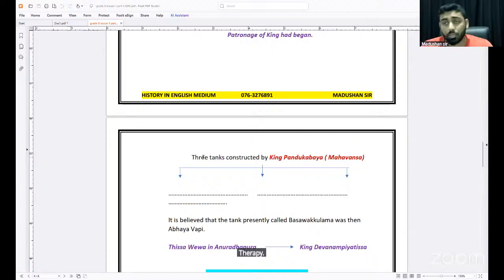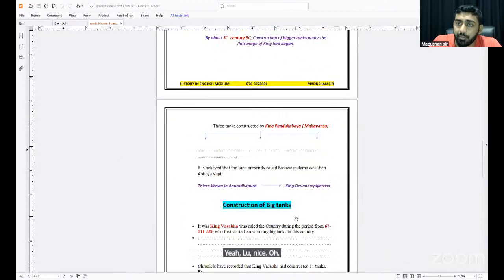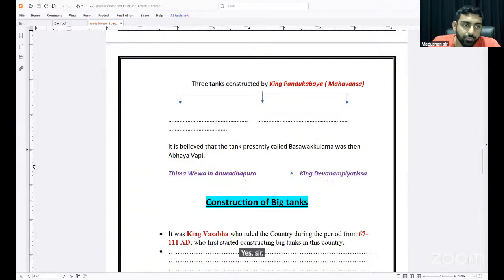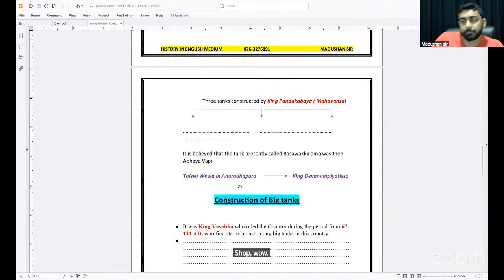Have you been to Basavakkulama tank? Yes, sir. Good. On Christmas Day, actually. Christmas Day you went there? Yes, sir. Wow. Nice arrangement.